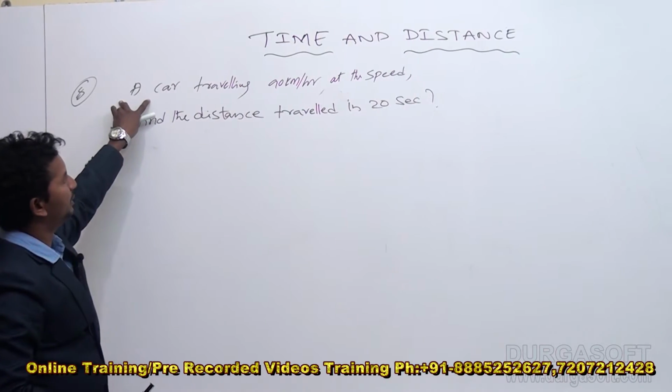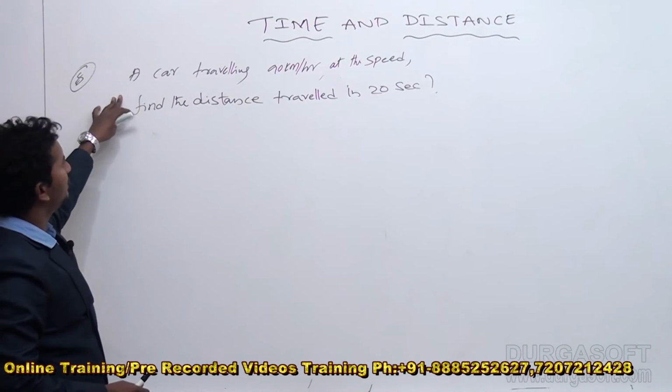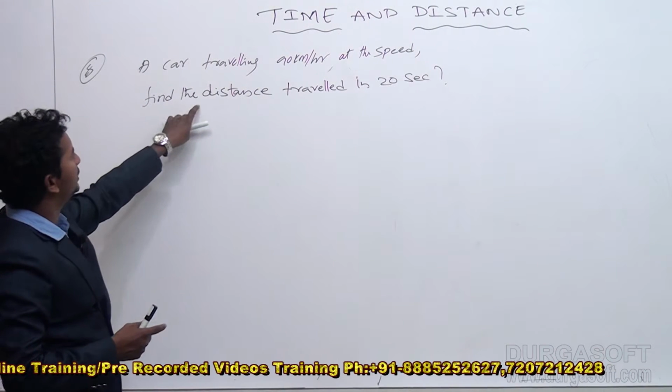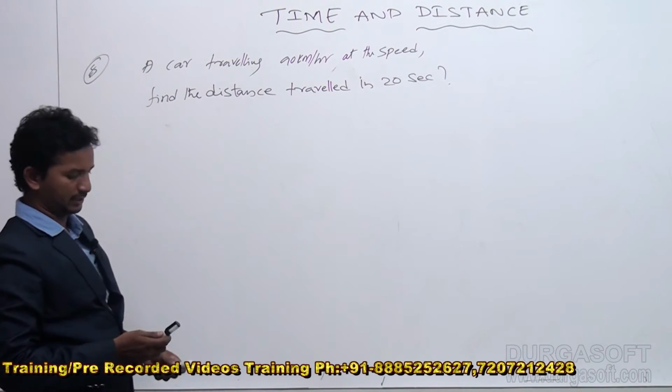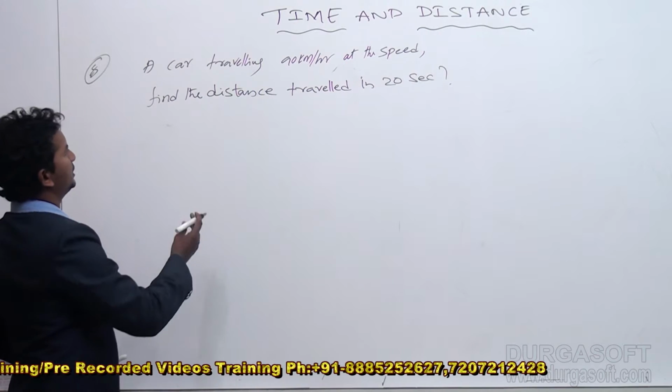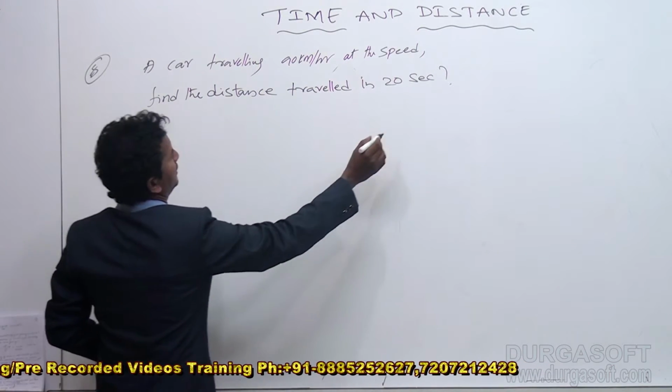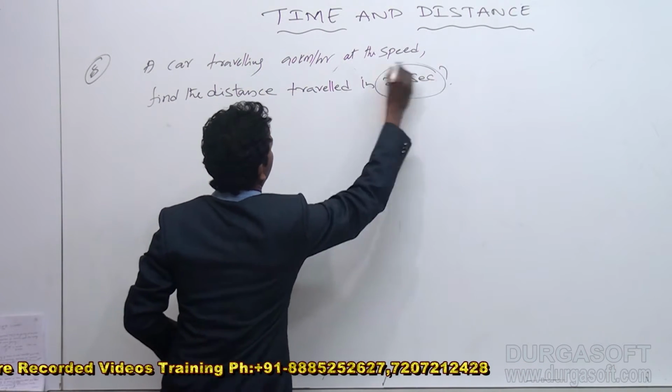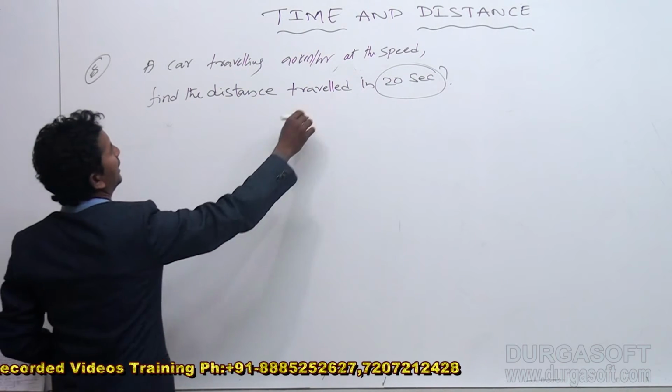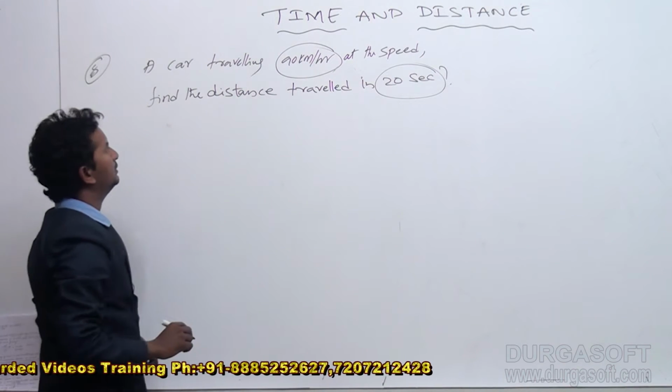A car is traveling at 90 kilometers per hour. Find the distance traveled in 20 seconds. Here the time is given in seconds, and the speed of the car is given.